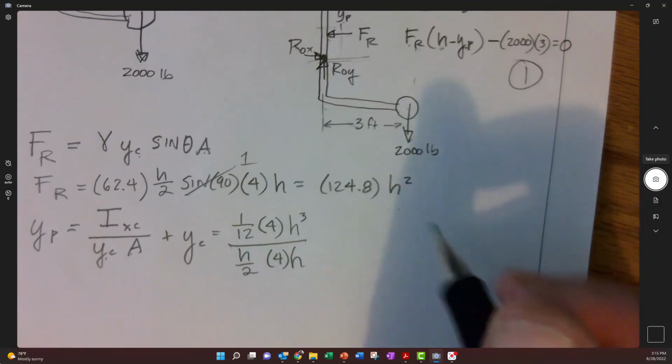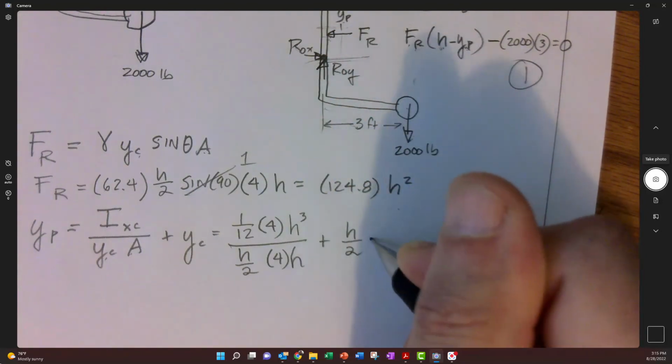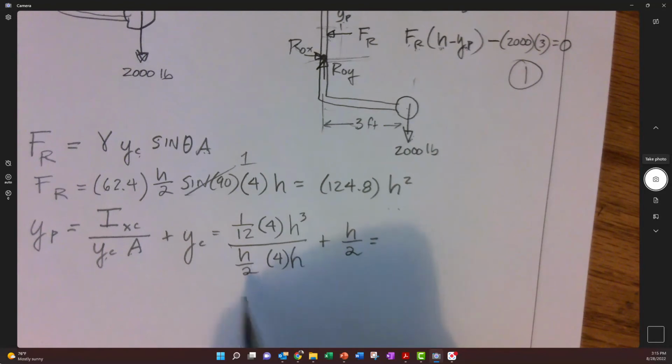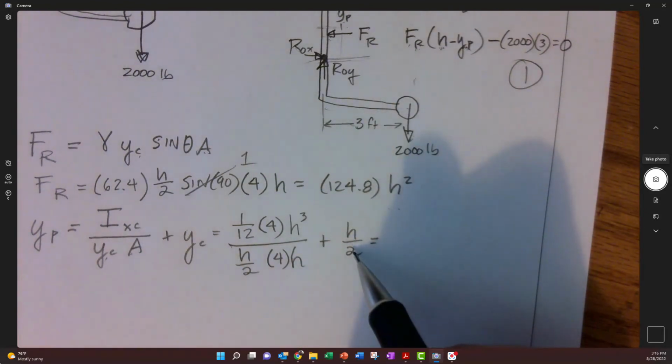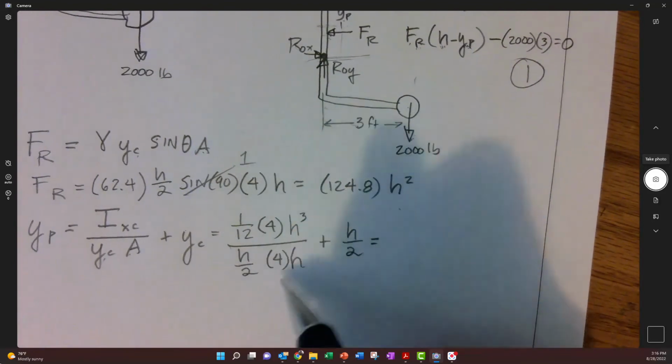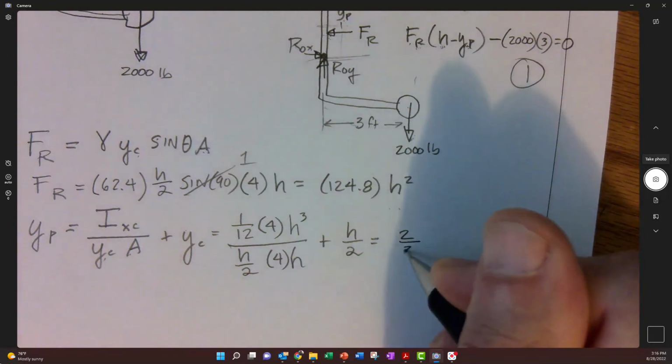And then we also have to add this back into it, so that's H over 2, that YC, right? With a little bit of manipulation and canceling out of things, we're going to find that it's equal to 2/3 H.